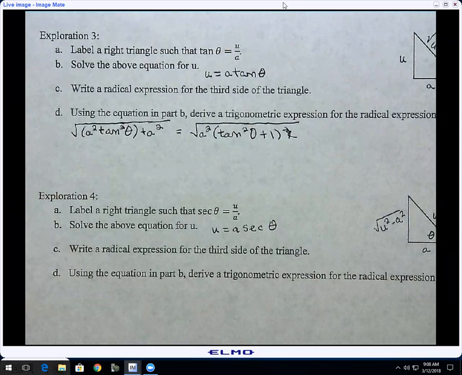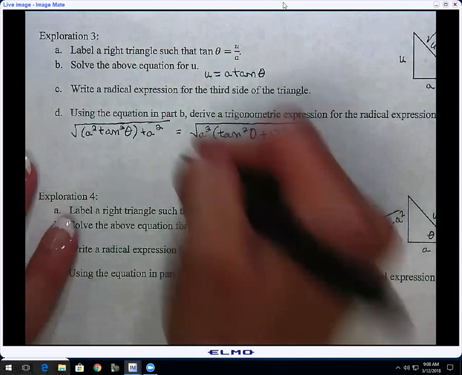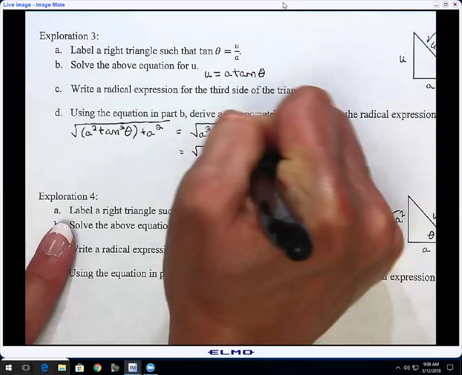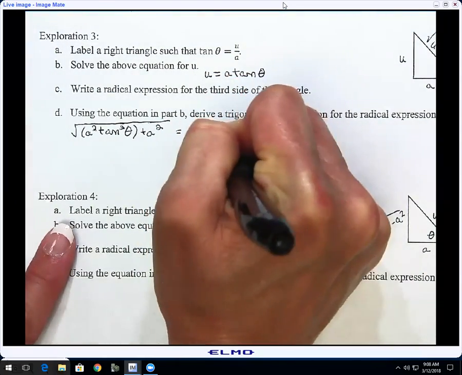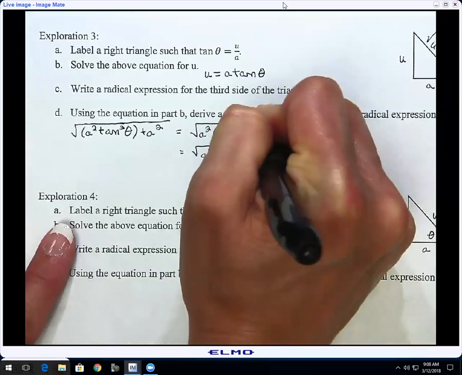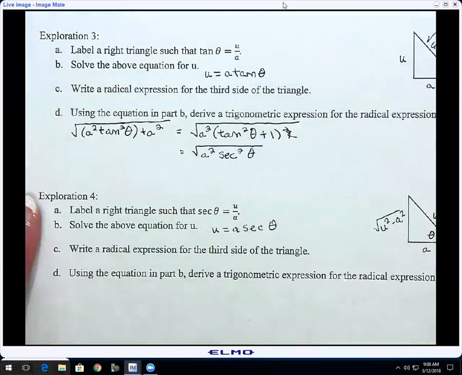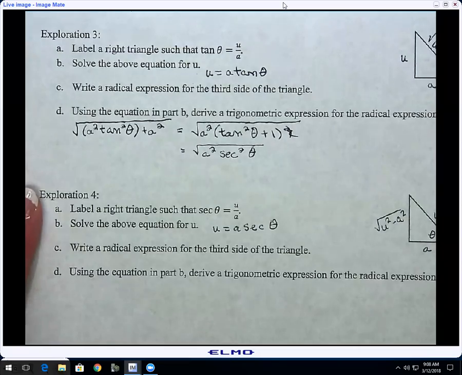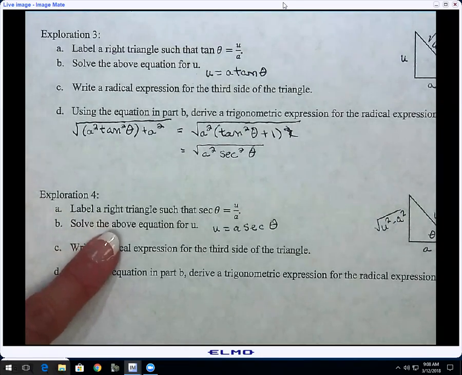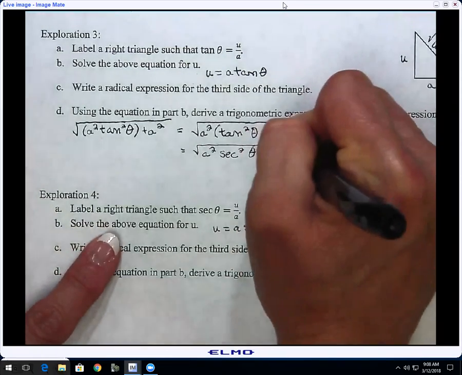What can we put in the place of tangent squared theta plus 1? And what's the square root of a squared secant squared? A secant theta. All right.